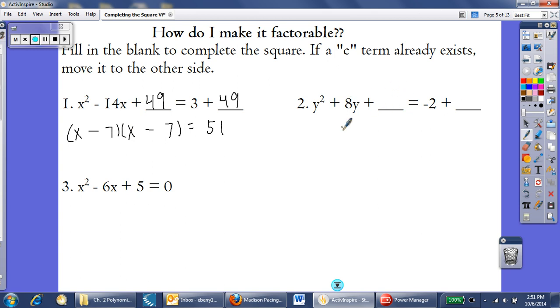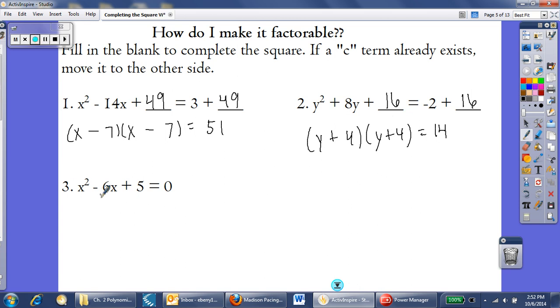I take the middle term, 8 divided by 2, and square it. This becomes 8 divided by 2 is 4. 4 squared is 16. Notice that I'm always getting perfect squares here, 16. Rewriting this in parentheses, I get y plus 4, y plus 4 equals negative 2 plus 16 is 14. And this is our work for today. We're going to figure out tomorrow how to complete these and solve for y.